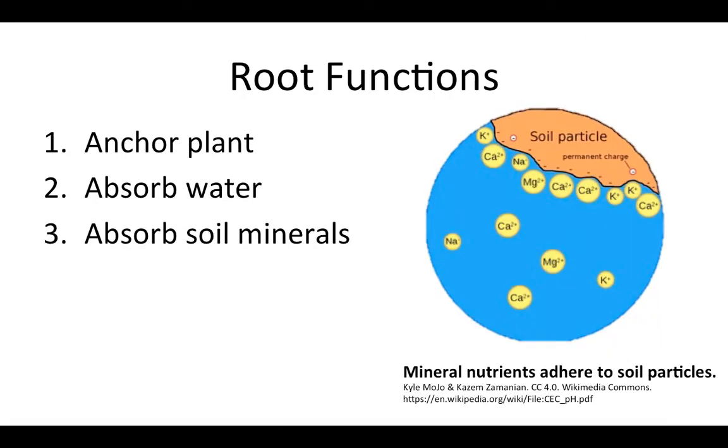Another function of roots is to absorb nutrients. So gathering soil minerals is important. This diagram simply shows a soil particle, and attached to it are several different kinds of ions, such as potassium, calcium, and magnesium. These ions get released from soil particles and dissolve into the water, and then when the plant takes in water, it is able to take in these nutrients as well.